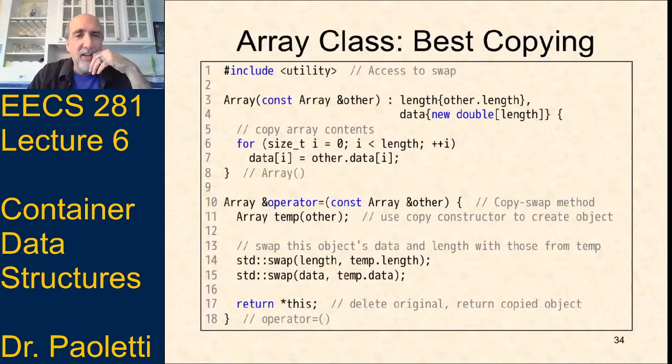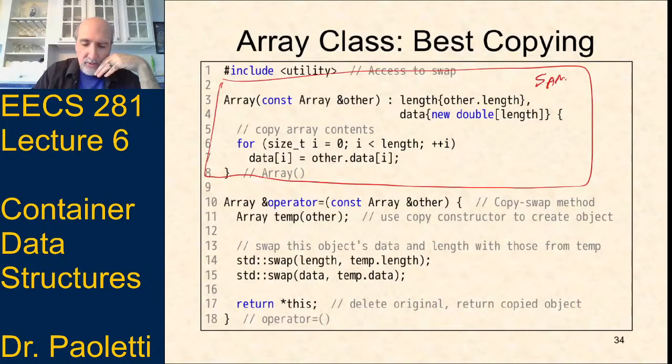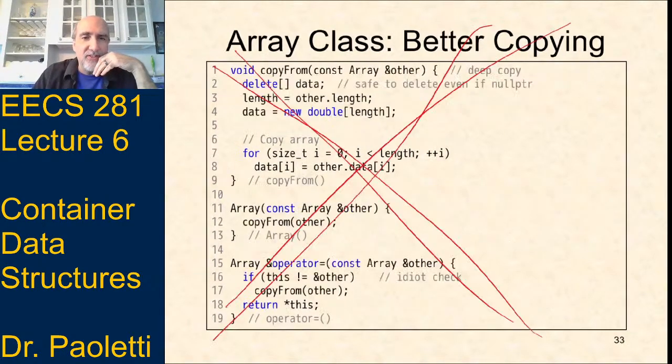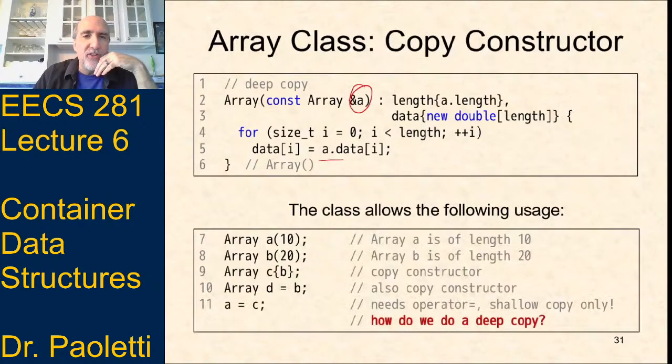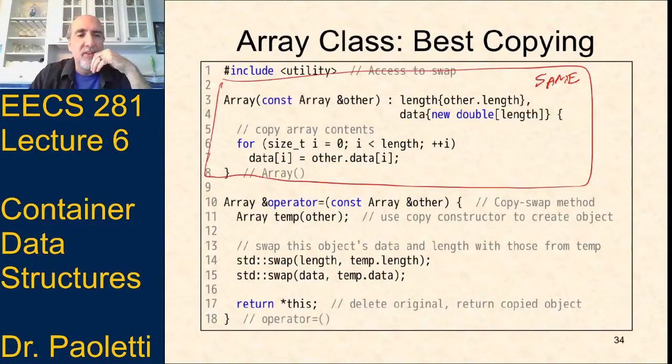So here's my copy constructor. The copy constructor is exactly the same as it was before, so that we've already seen. That's the same as the previous slides. Not this slide. That slide we don't look at. But it's the same as this version here. So this version here, that's what we're saying it's the same as.